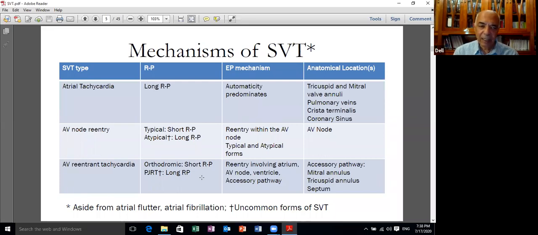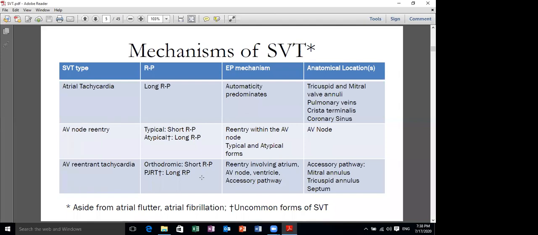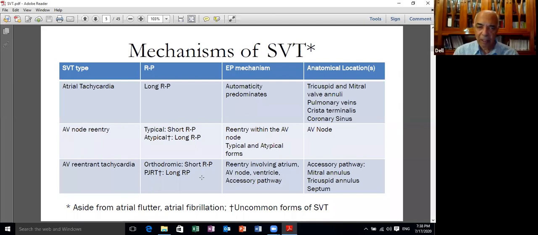AV re-entry tachycardia is a tachycardia associated with the presence of an accessory pathway. If the atrial activity goes down the AV node and up the accessory pathway, we call it orthodromic or short RP tachycardia. It's ortho in relation to the AV node. So it goes down the AV node and up the accessory pathway. If it goes the reciprocal way, down the accessory pathway and up the AV node, we call it antidromic AV re-entry tachycardia.